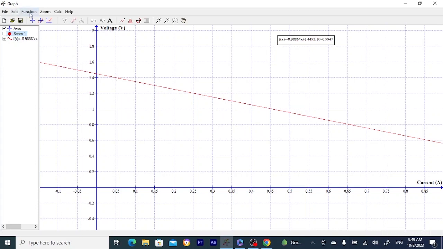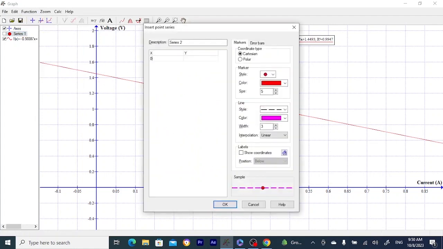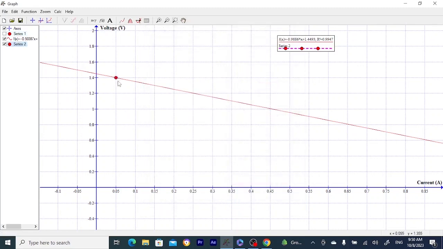So 0.05 and 1.4. So I have this. You can see this is the point I'm talking about, so you can pick this point for a slope.